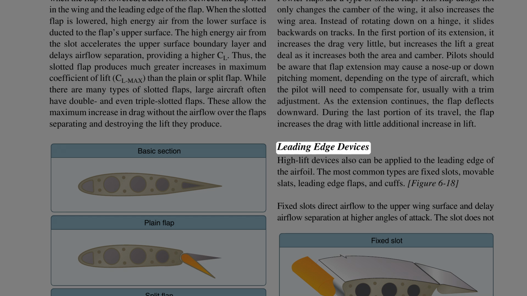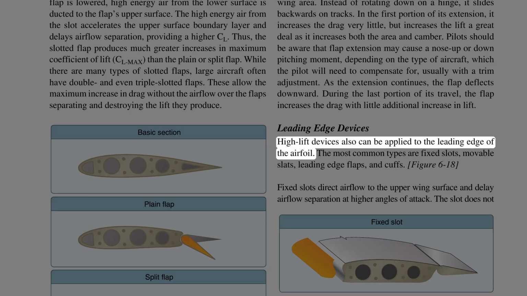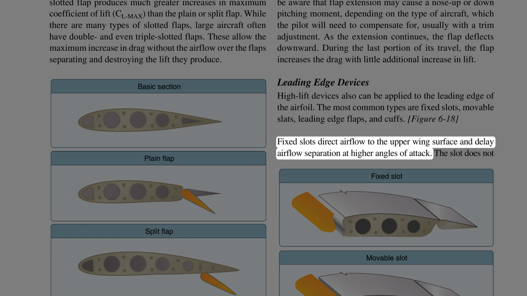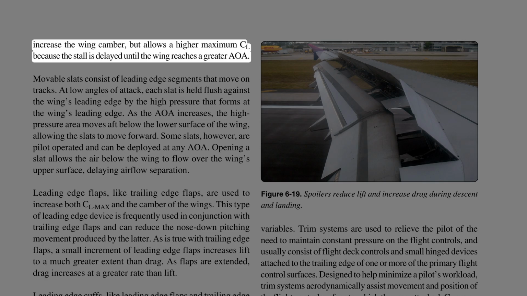Leading edge devices. High-lift devices also can be applied to the leading edge of the airfoil. The most common types are fixed slots, movable slats, leading edge flaps, and cuffs. Fixed slots direct airflow to the upper wing surface and delay airflow separation at higher angles of attack. The slot does not increase the wing camber, but allows a higher maximum CL because the stall is delayed until the wing reaches a greater AOA.